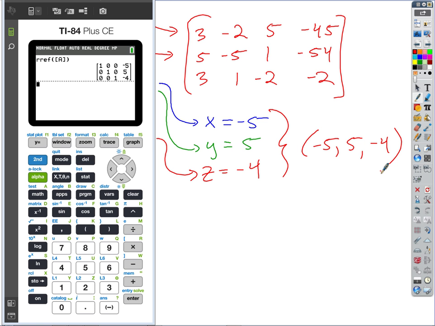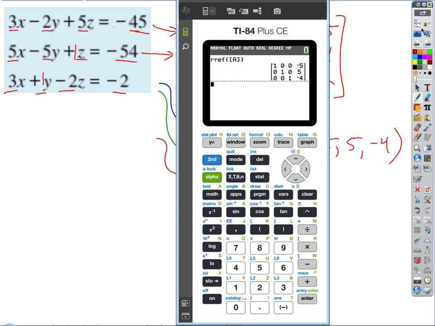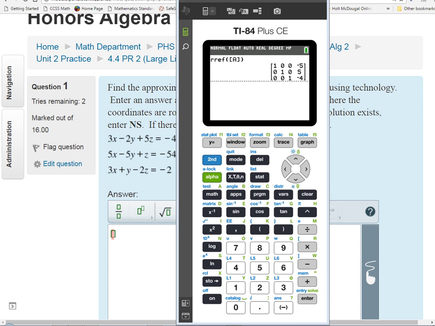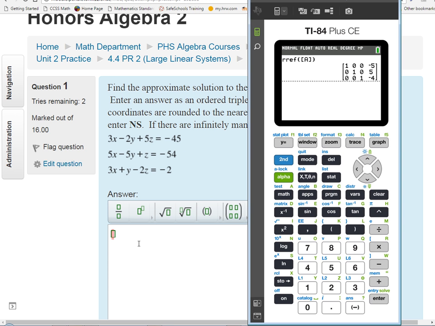Okay. So what we look for, we know that we're going to get a single solution if we end up with the first 3 columns and 3 rows having a diagonal with only 1s in it and all the rest are 0s. And then the fourth column just represents the values of each of those variables. Okay, so then we would just input this as the ordered triple.